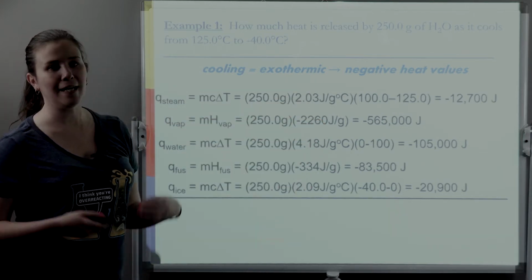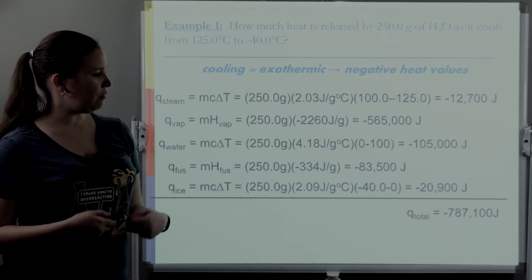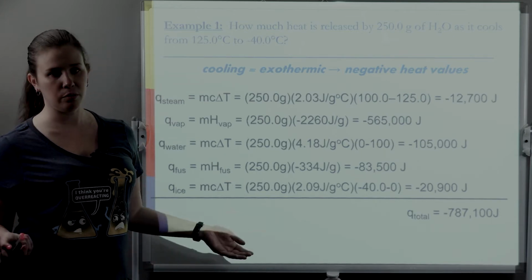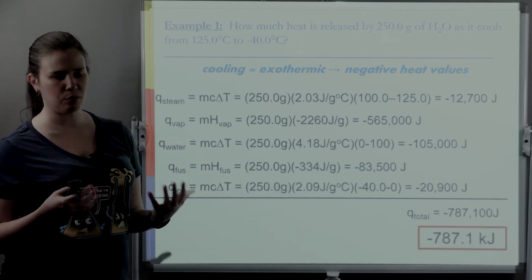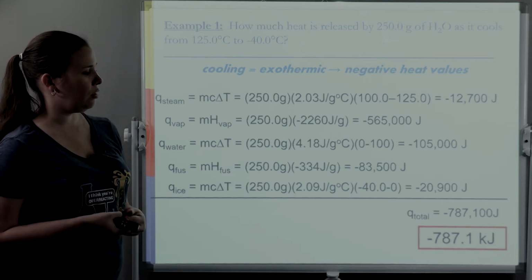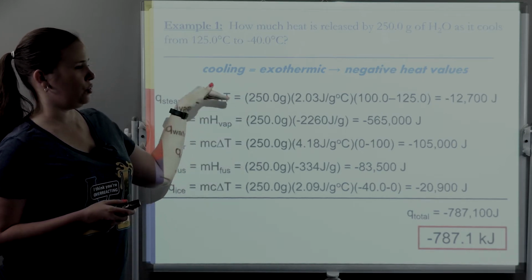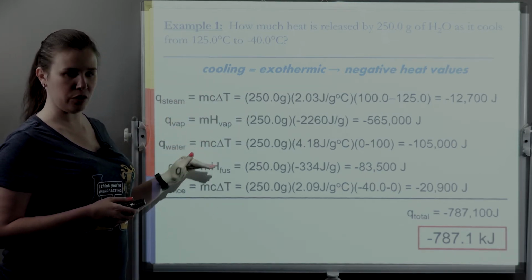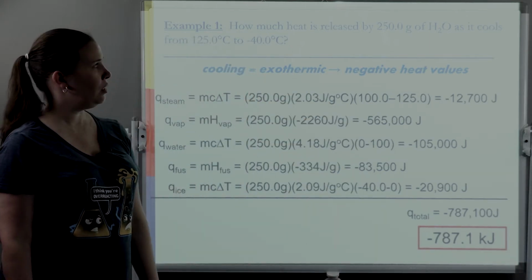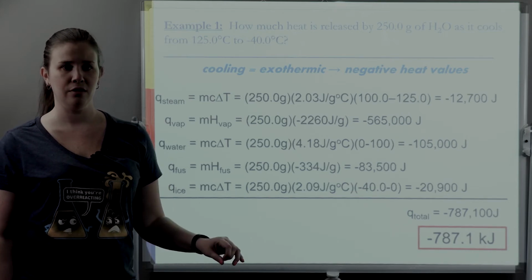And now that I have the Q for each of the phases and each of the phase changes, I can total that energy up, leading to a total negative 787,100 joules. Huge number, so a lot of answer keys and books will go ahead and convert that into kilojoules, which will be negative 787.1 kilojoules. So the idea is to make very deliberate choices for each of the Qs needed and then total them in the end.